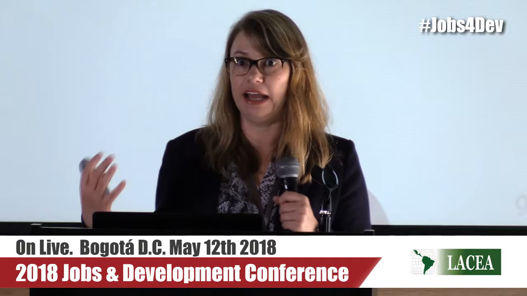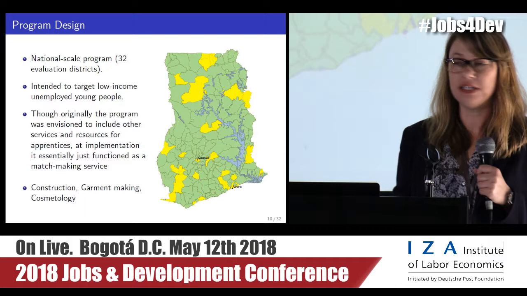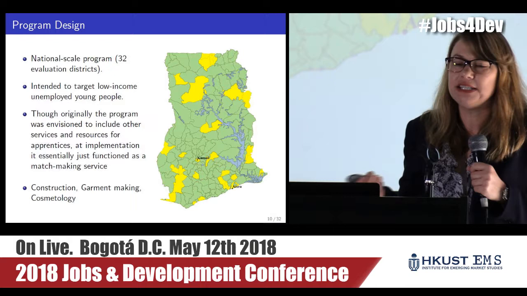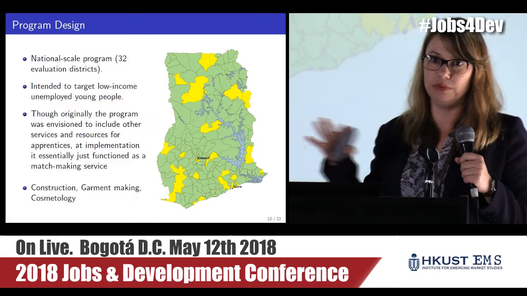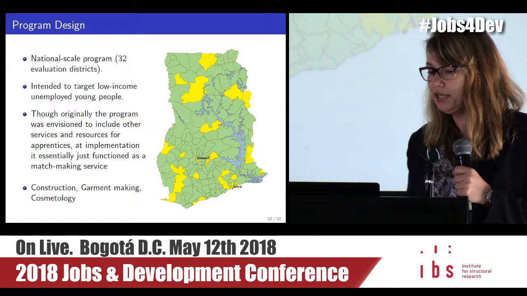Basic program design, it's a national scale program. It was actually implemented by the government, but one thing that I think makes it a little bit different than some of the other programs that we've seen at this conference is that it's using this informal institution. So in the end, basically what the government did was match people. There's no heavy overlay of bells and whistles like a large job training program. They're taking firms that train apprentices anyway. They're taking people that live in the communities where these firms are, and they're linking them up. That's basically all that happened.